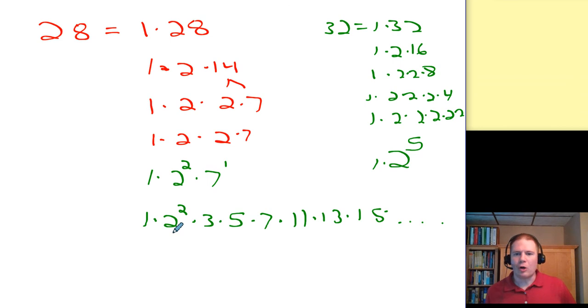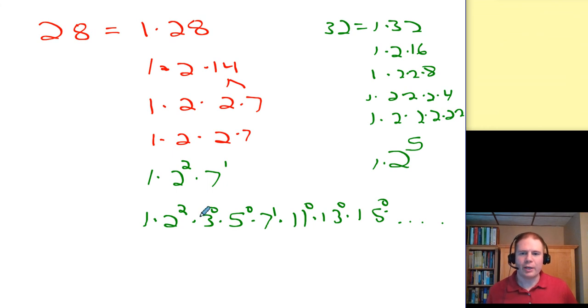But if I multiply all those prime numbers, I'm not going to get 28. I have to use 2 twice. I have to use 7 once, and I don't use 3 at all. I don't have any 3s, I don't have any 5s, I don't have any 11s or 13s or 15s. Right? If I take 2 multiplied by 2, I don't get 28. But if I take that 4 and then I multiply by 7, I get 28.